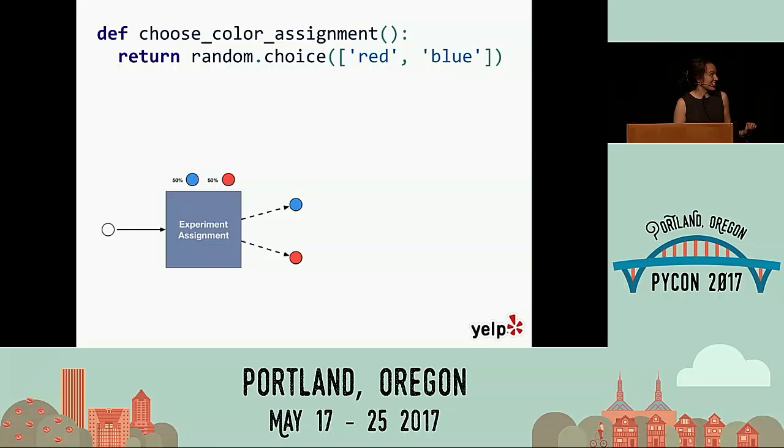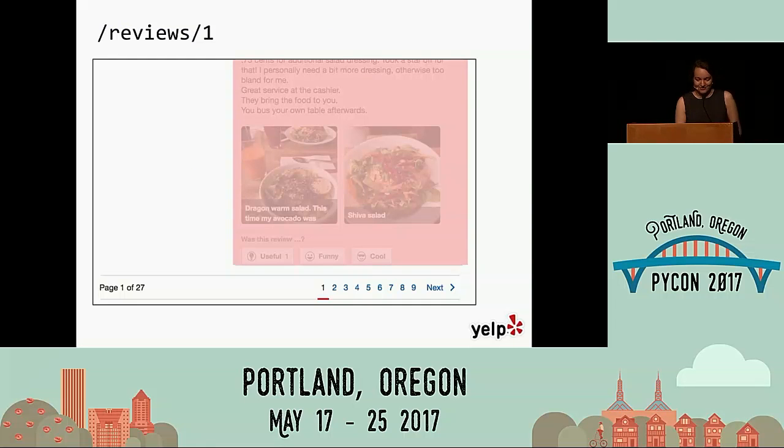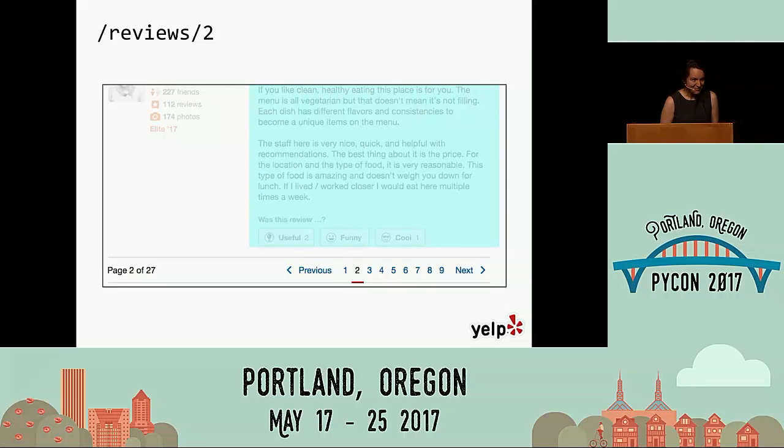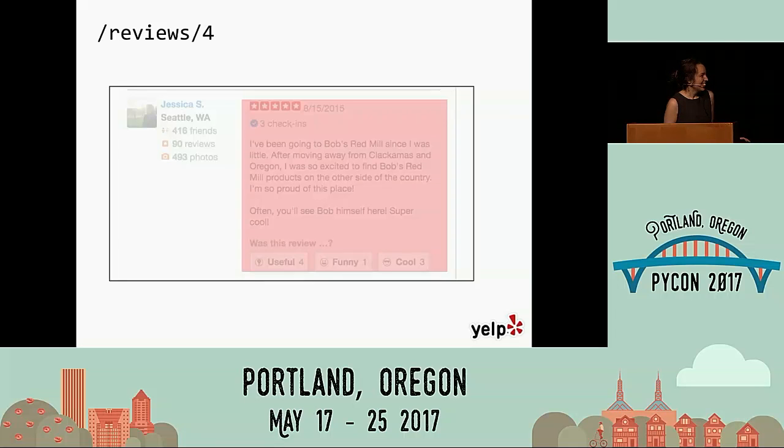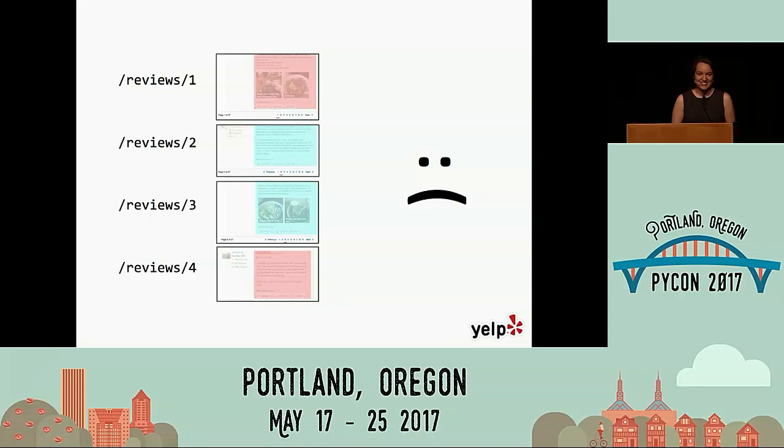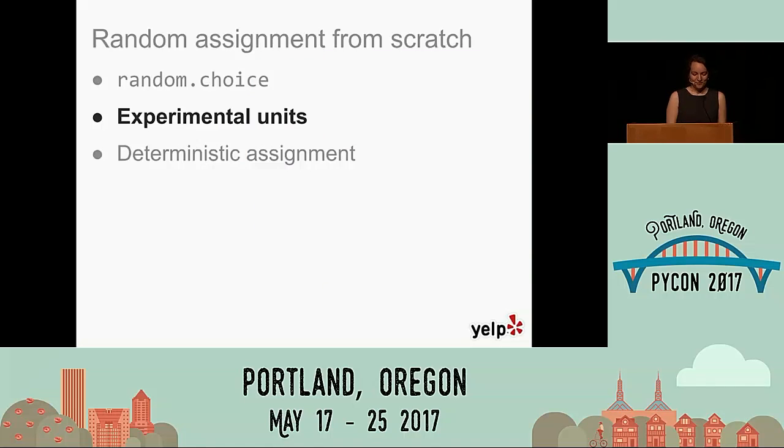OK, so let's do it. Let's use random.choice. Now let's try it out. We're going to load our first page of reviews. It's red. That seems cool. Now we're going to go to the second page, and suddenly the entire site has changed to the color blue. What is going on? Go to the third page. OK, it's still blue. Maybe things are OK. And then the fourth page, and it's red again. This was not a very good user experience.